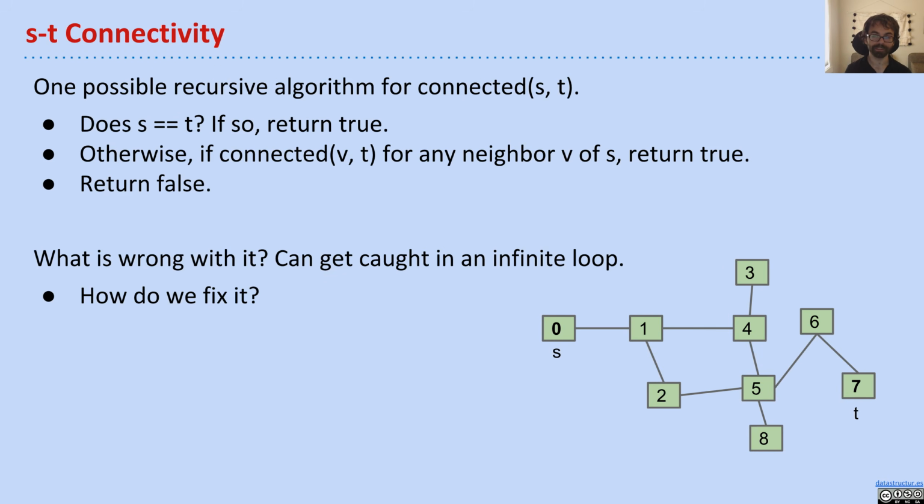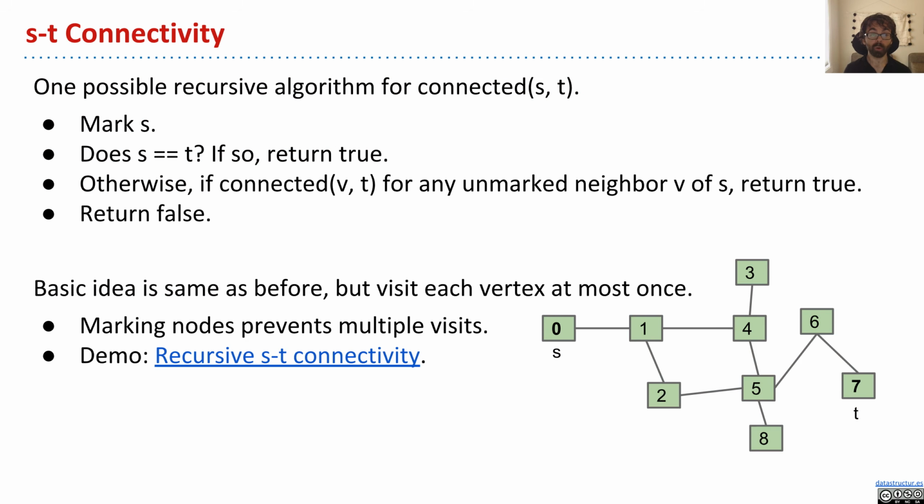And maybe this question, if you didn't do the other two, try and do this one. This one's a little more concrete. Okay. So one way to fix it is, let's add marks. So what we'll do is, every time we make a call to connected(S, T), we're going to mark S. And then we're only going to traverse neighbors if they are unmarked. And what this does is it avoids multiple visits to the same node. So we mark a node and that says you can only visit it at most once.